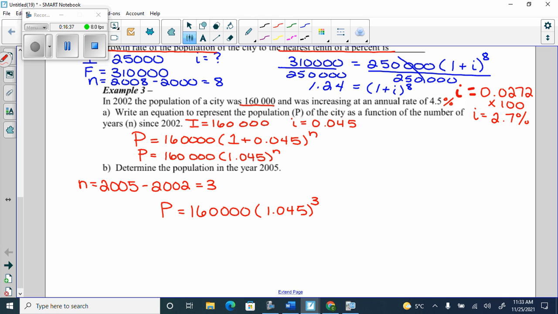Now it's a population, it's a person. You need a whole person, just so you know, just in case you were wondering. Still a whole person, just missing limbs.